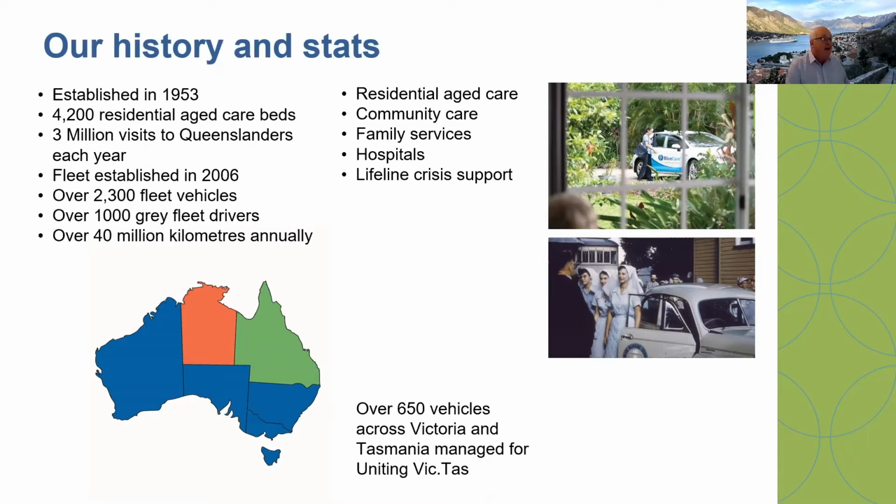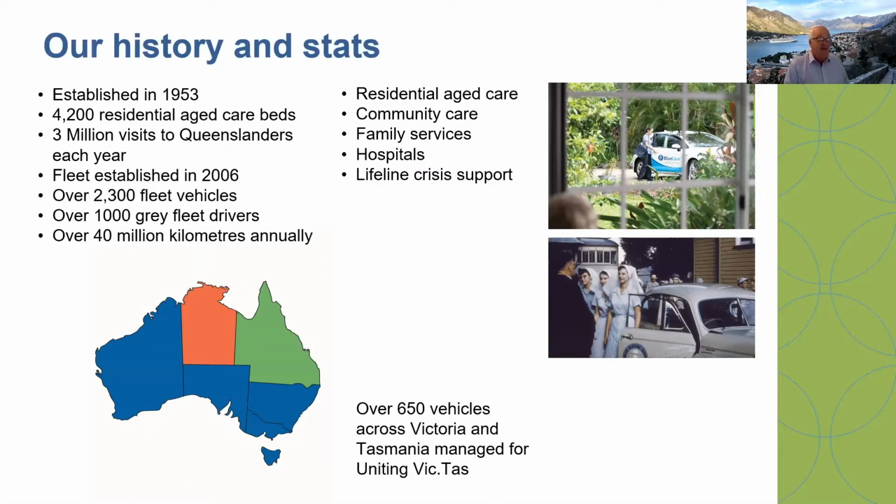We currently have in the fleet 2,300 Uniting Care fleet vehicles across the Northern Territory and Queensland. We've also got over 1,000 grey fleet drivers, which is a complete risk on its own, but managed exactly the same as our fleet vehicles when it comes to driver safety.